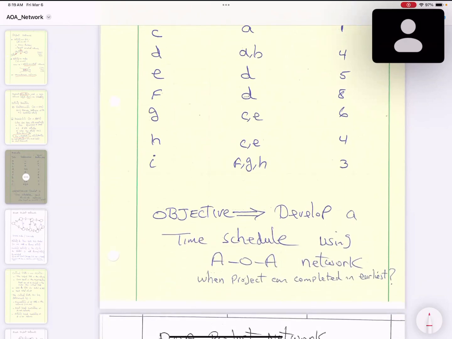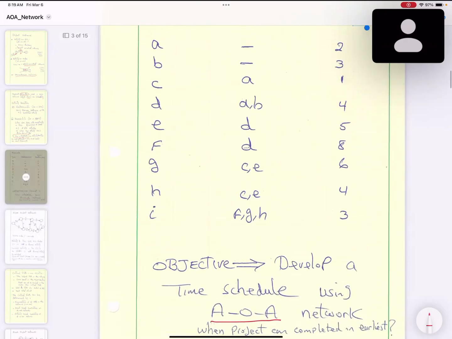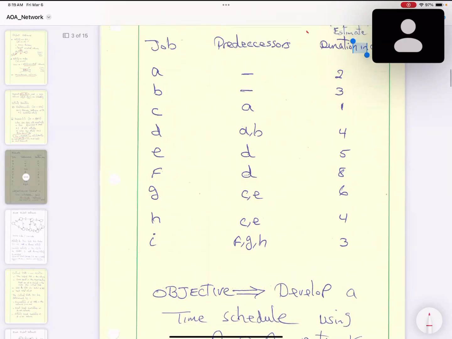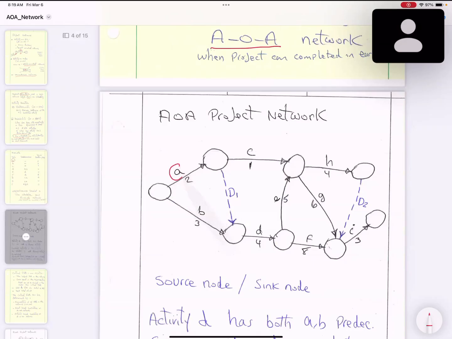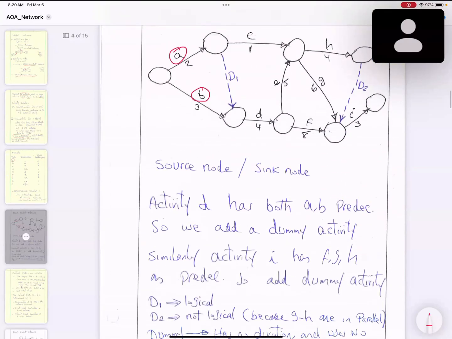So our objective is to develop a time schedule using the activity on ARC network. So how do you do it? You basically look at this table and transfer this table. This is activity A, the first activity you need to do. What is the predecessor? None. Duration 2 days. So that's how you do it. Activity A is right here. Activity B is right here. It takes 2 days, 3 days, and then this is C, and then there are activities D and E. So you label them and develop your network like this. Okay, this is called the source node, correct? And this one is called the sink node or end node. That's a beginning node and that's an ending node.